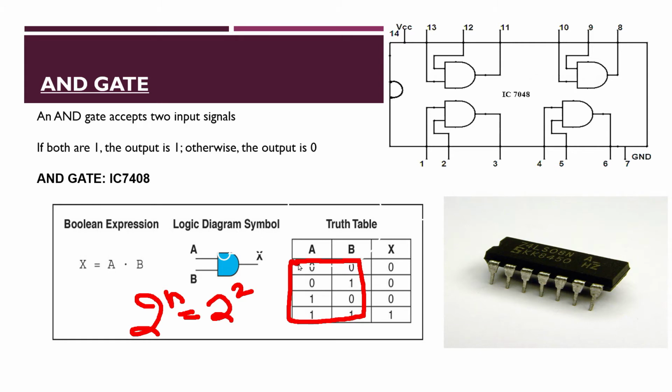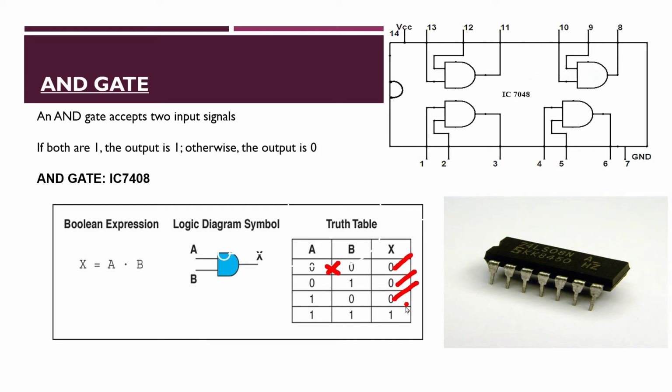And what is the Boolean expression? X is equal to A dot B. So A into B is the operation we have to do here. 0 into 0 is 0, 0 into 1 is 0, 1 into 0 is 0, and 1 into 1 is 1. This is how the operation is carried out in the case of an AND gate.